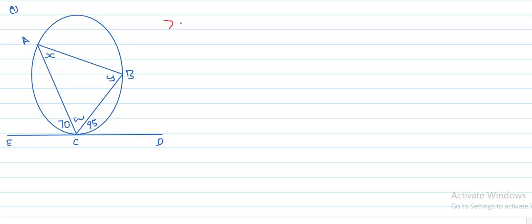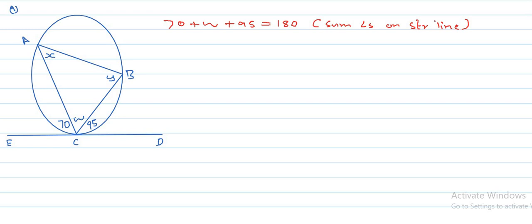I'm going to say 70 plus W plus 95 will be equal to 180 degrees. What is the reason? Sum of angles on a straight line add up to 180. So next step, we need to calculate what is 95 plus 70. 95 plus 70 is 165, plus W equals 180.